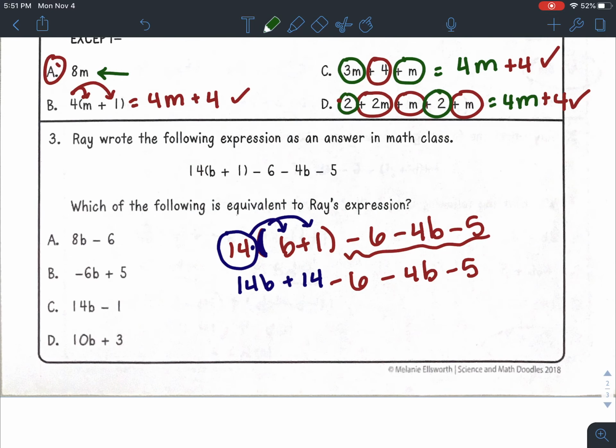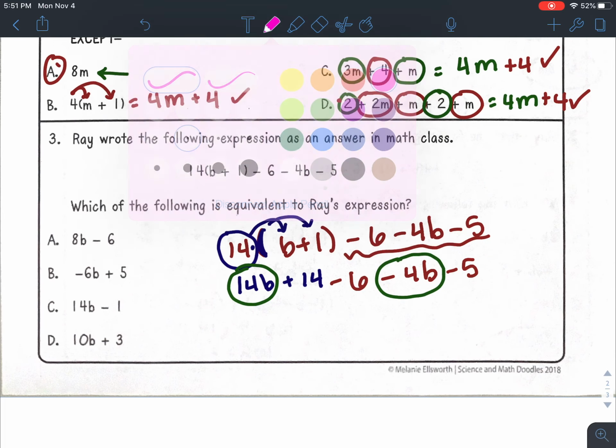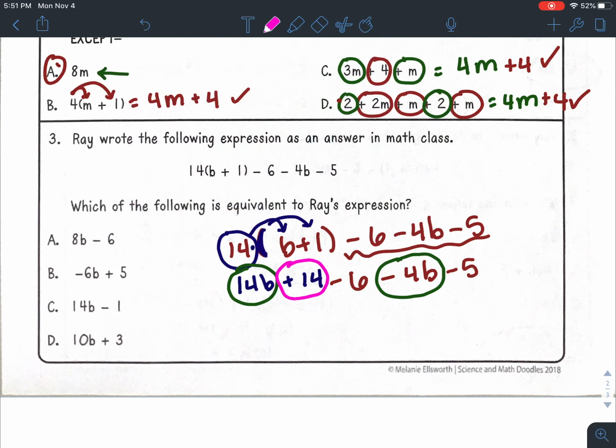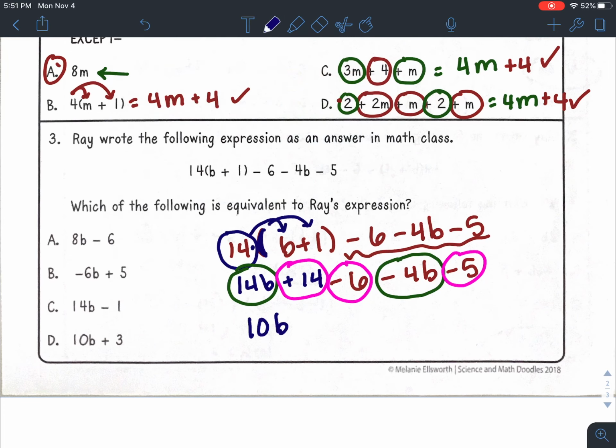And then I want to combine like terms. I want to see what's the same. So I have 14b, and then I have this minus 4b there. Then I see that I have my constants. I have plus 14, minus 6, and then minus 5. So 14b minus 4b gives me 10b. So I did that. Now I'm looking at my constants. I have 14 minus 6 minus 5.